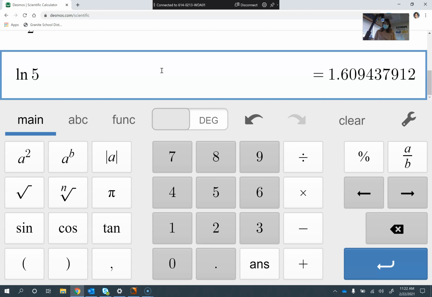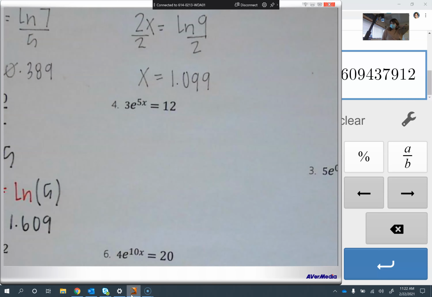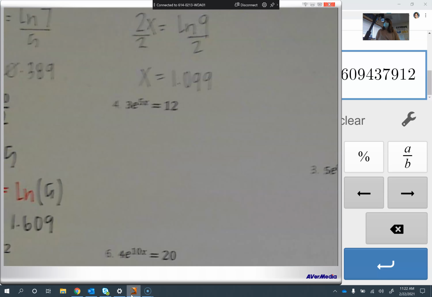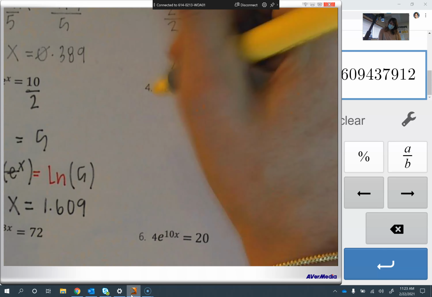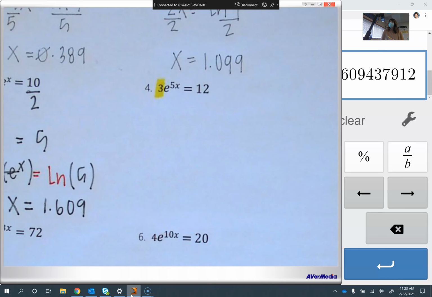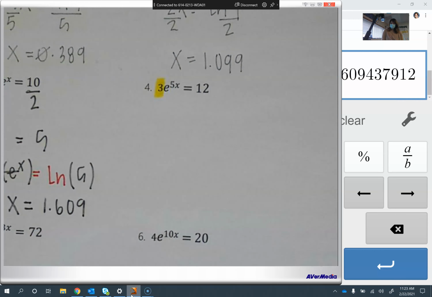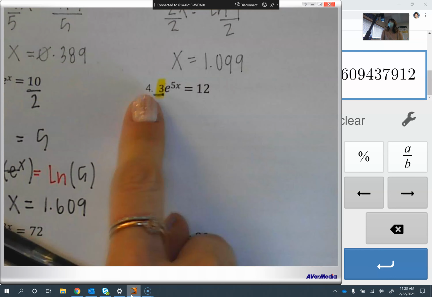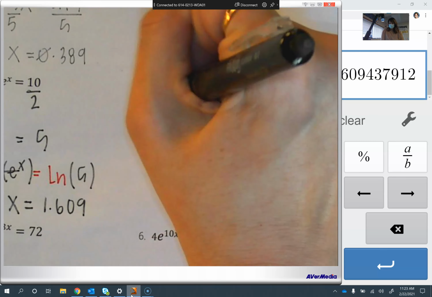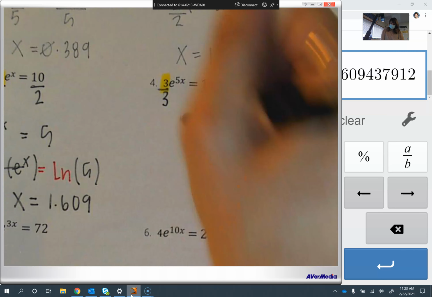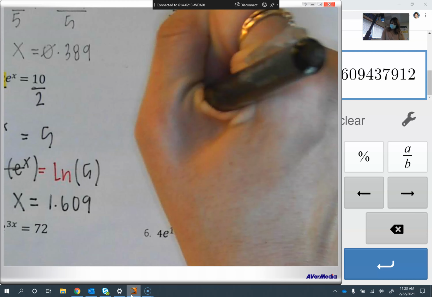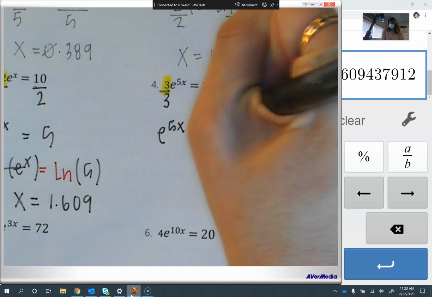So number 4 is very similar. I'm going to walk you through the steps. Let's see if you guys can do this one. It's got one extra step. So we need to get rid of this 3 on the front. We do that by dividing it off because we have 3 times e. So we're going to divide both sides by 3. And that's going to leave you with e to the 5x equals 4.